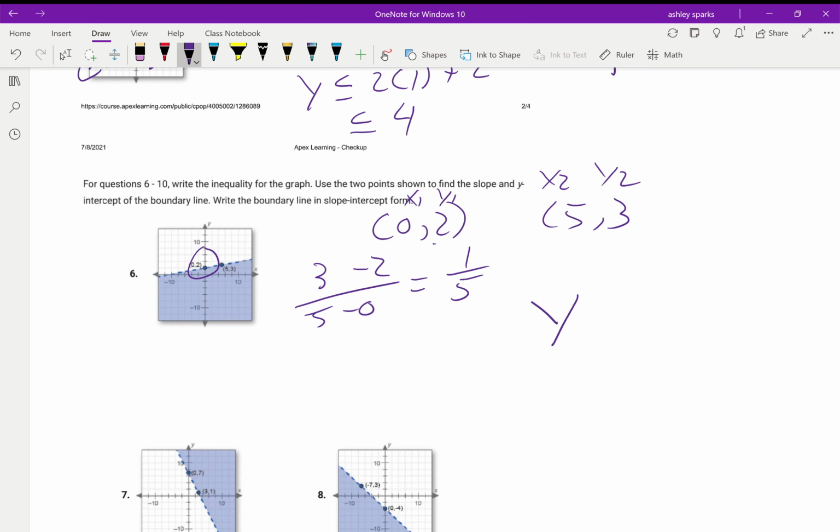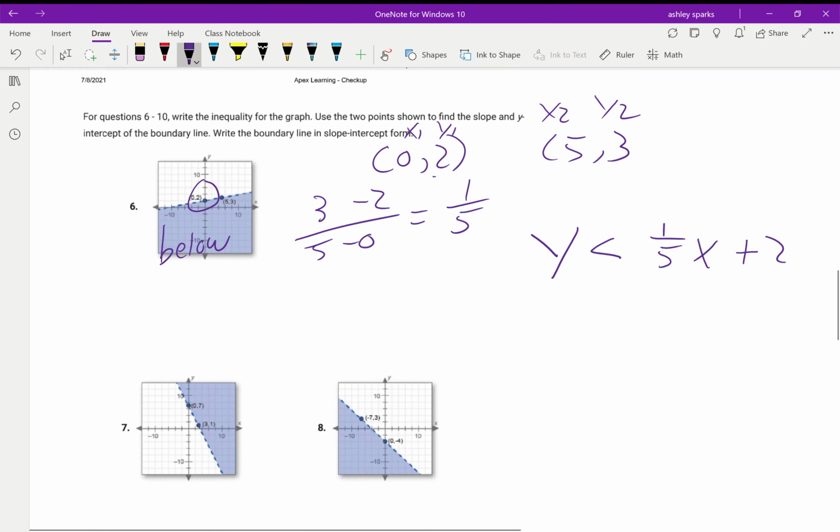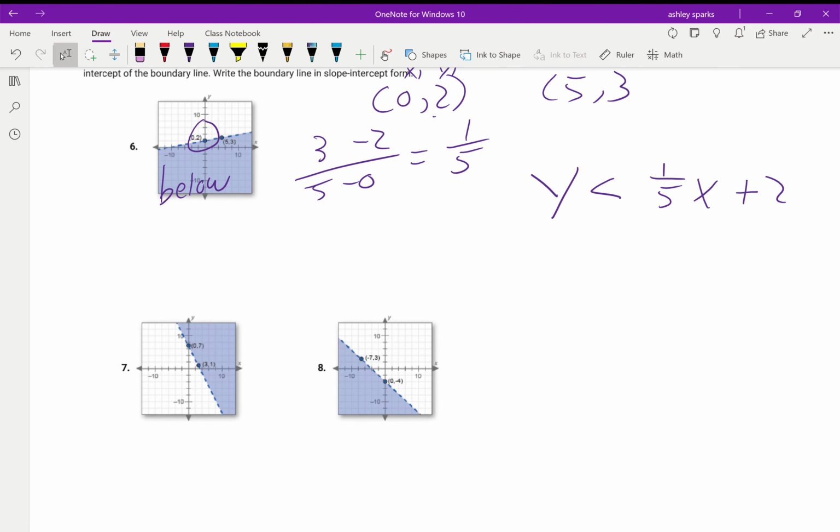So y, I'm not going to do the sign yet. I'm going to put in my 1/5 x, and that's going to be plus that intercept at 2. Now it all comes to my line. Am I shading above or below? Well, this is below. So that means y gets the small side. It's less than. And then the next question I'm going to ask is, what kind of line? Dotted or solid? That's a dotted line, so I'm going to leave it like that. It should have no line underneath.